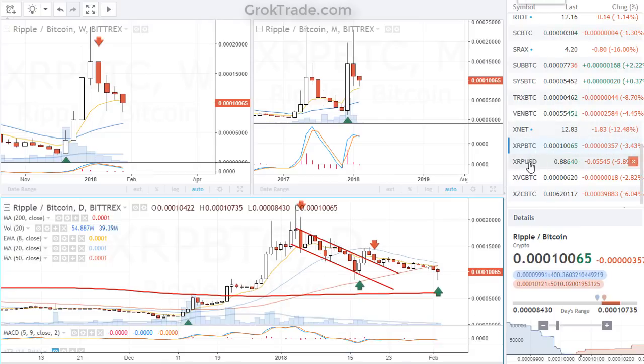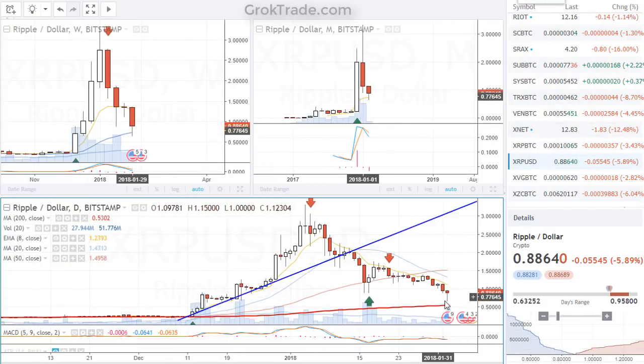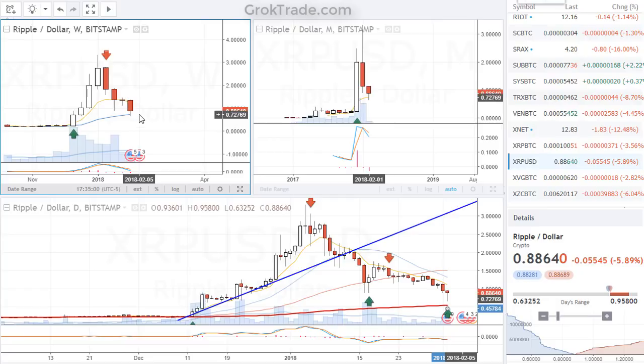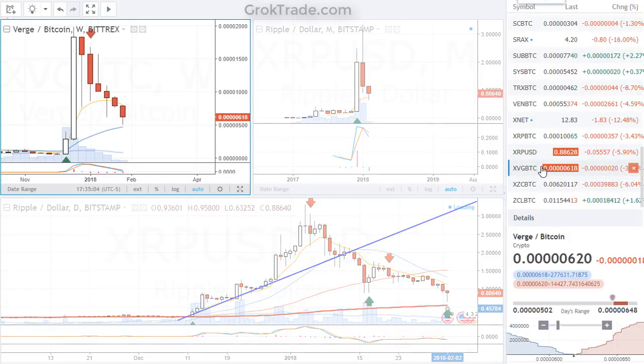Ripple's got a buy. Ripple USD. Let's take a look at that. We're down, but I think we've got a hammer. Ripple, I think, is a buy, guys. The weekly is at a support level. I think Ripple's in buy territory.